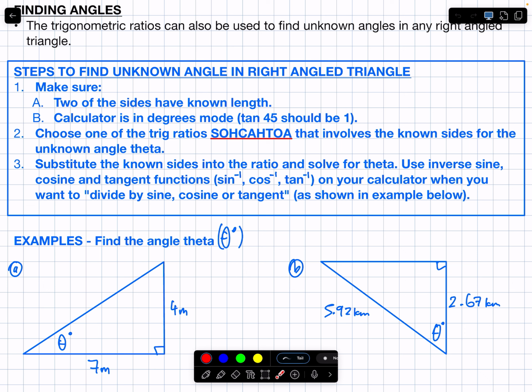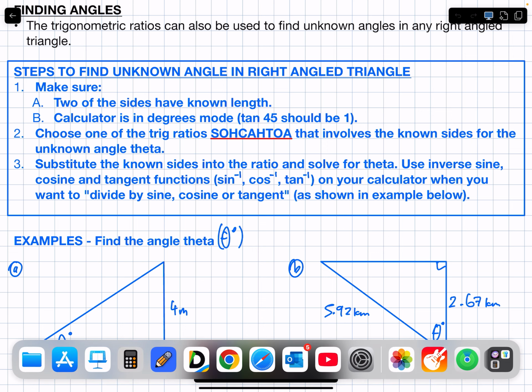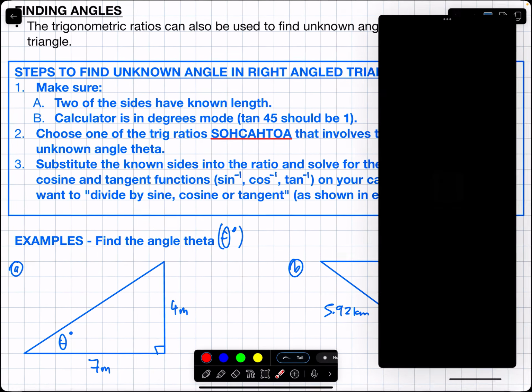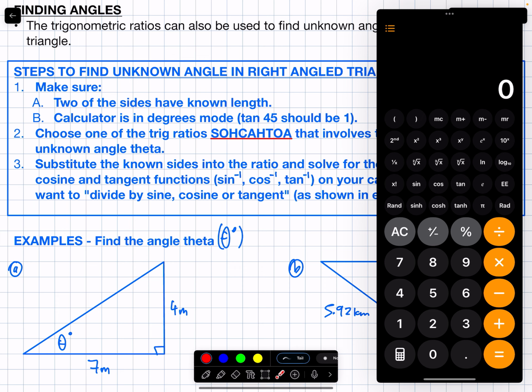Step 2, same as last lesson, you check your calculator is in degrees mode. So you might remember last lesson, how did we check that the calculator was in degrees mode? We said tan 45, and if it equaled 1, you're in the right mode.